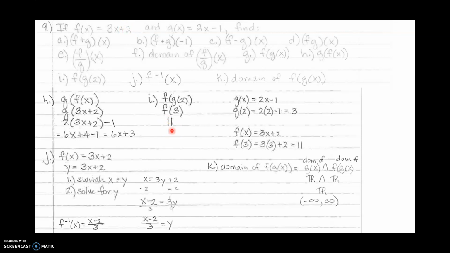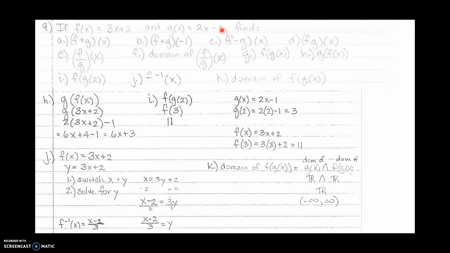All right, then the domain of f of g of x. The domain of a composition is going to be the domain of its inside function intersected with the domain of its final answer. So for this one, let's look at the inside function, g of x. g of x is 2x minus 1. We need the domain of 2x minus 1.